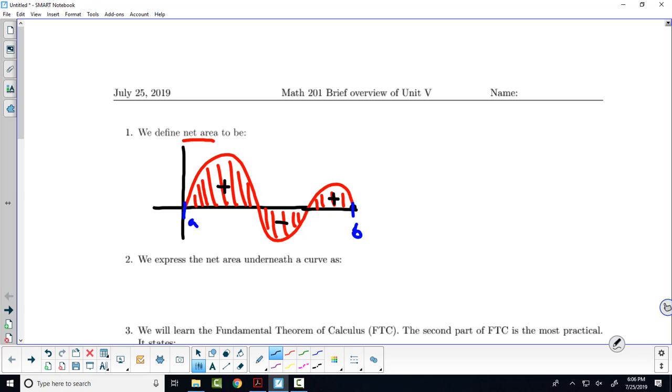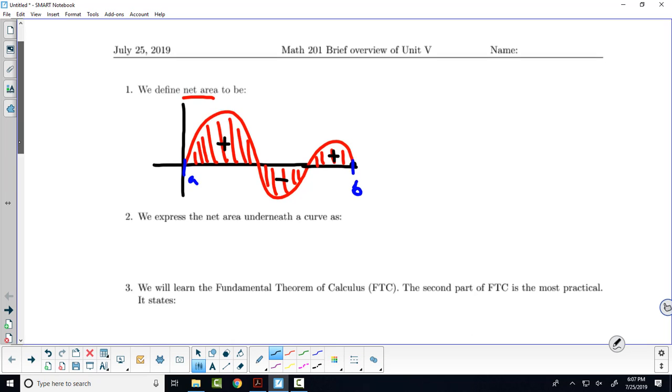Now, if we want total area, what do we have to do? We just have to make sure that we break it up between the regions where it's positive and negative, and we just change the sign on the negative regions. But our tool that we developed calculates net area. And this is how we're going to express the net area underneath the curve.